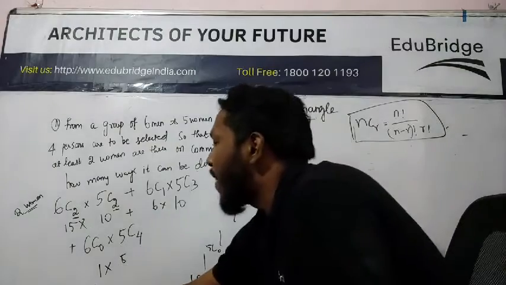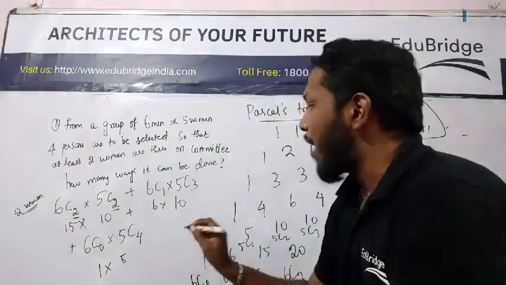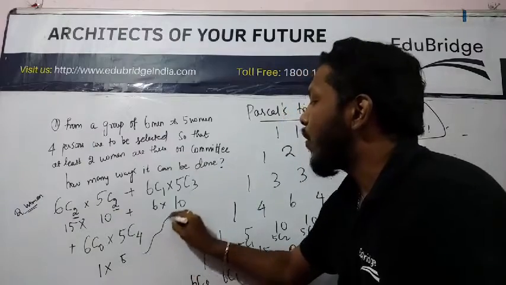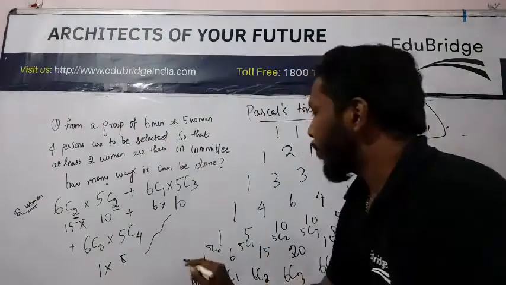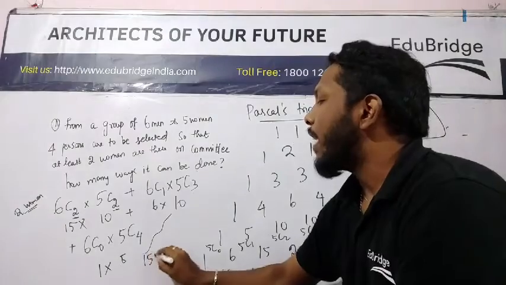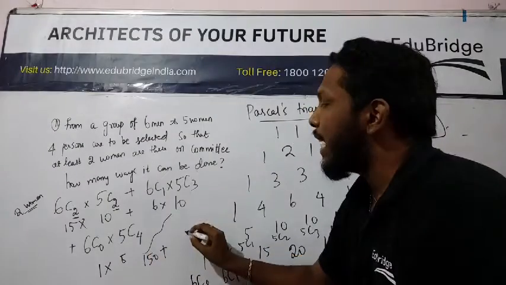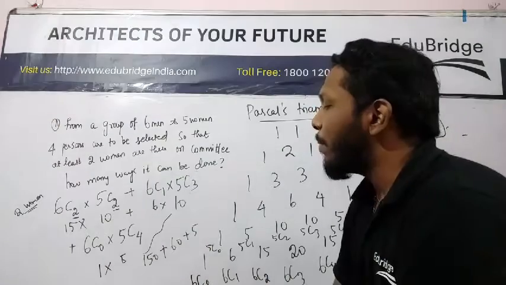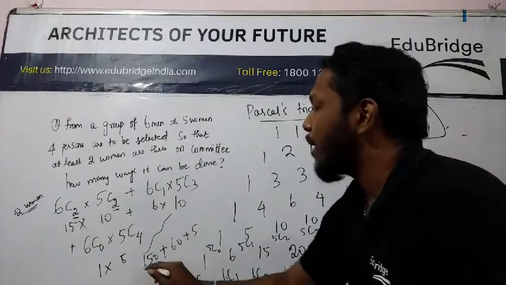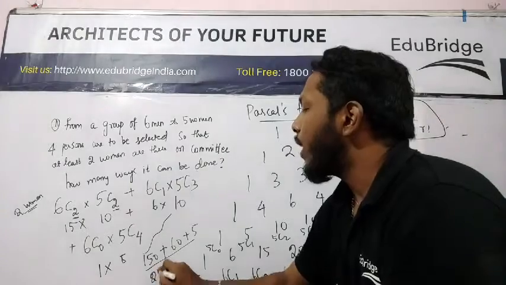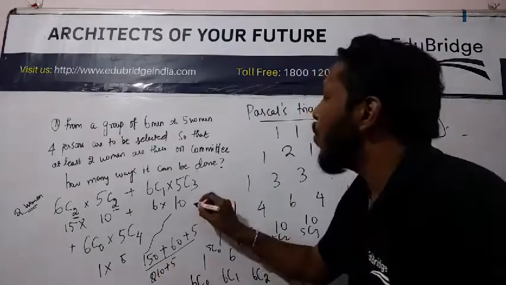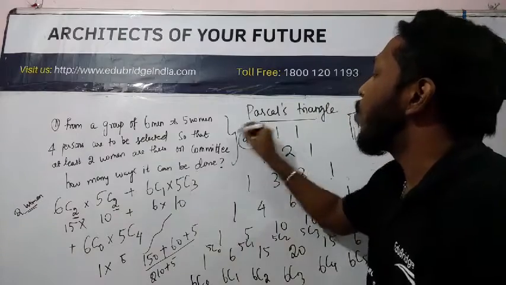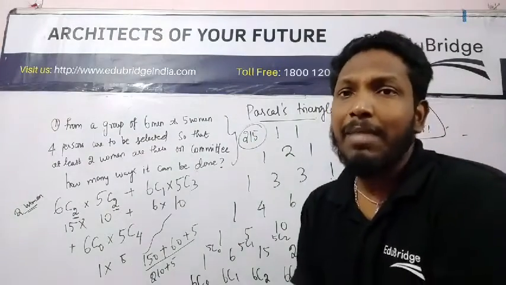So my final answer is very simple: 15 into 10 is 150, plus 6 into 10, which is 60, plus 5. 150 plus 60 is 210, and 210 plus 5 is 215. How many ways can I do that? 215 is my answer for this particular question.